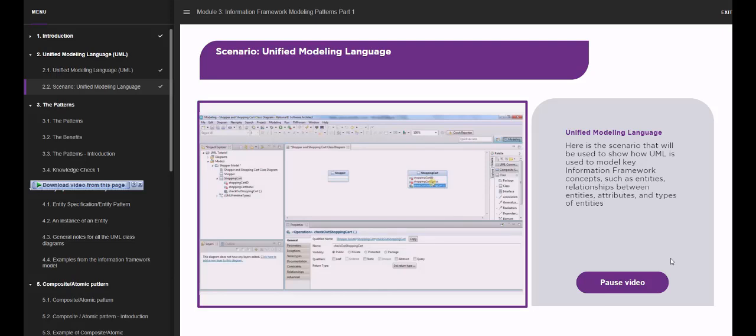You may wonder what the closed parentheses are that follow the operation name. These are used to specify parameters that are input to or output from the operation. None are shown here.